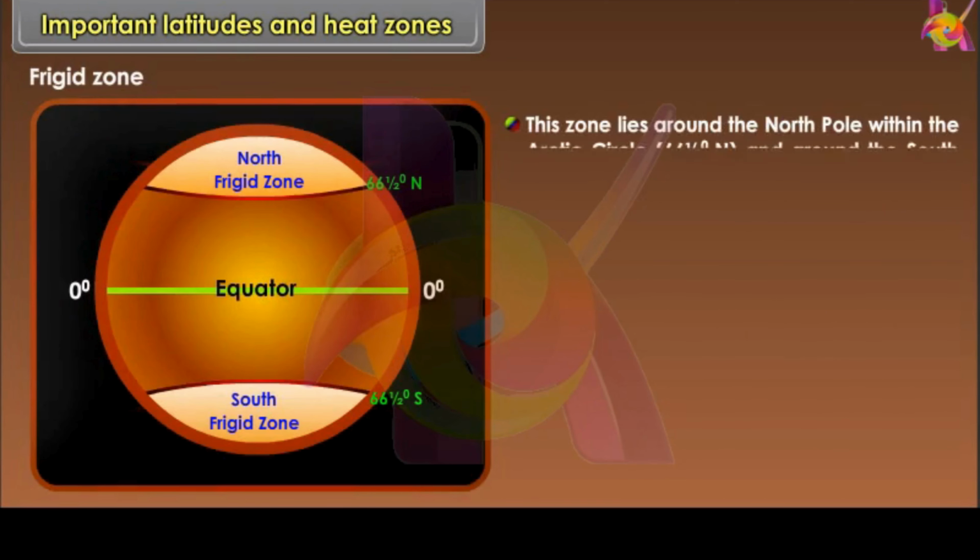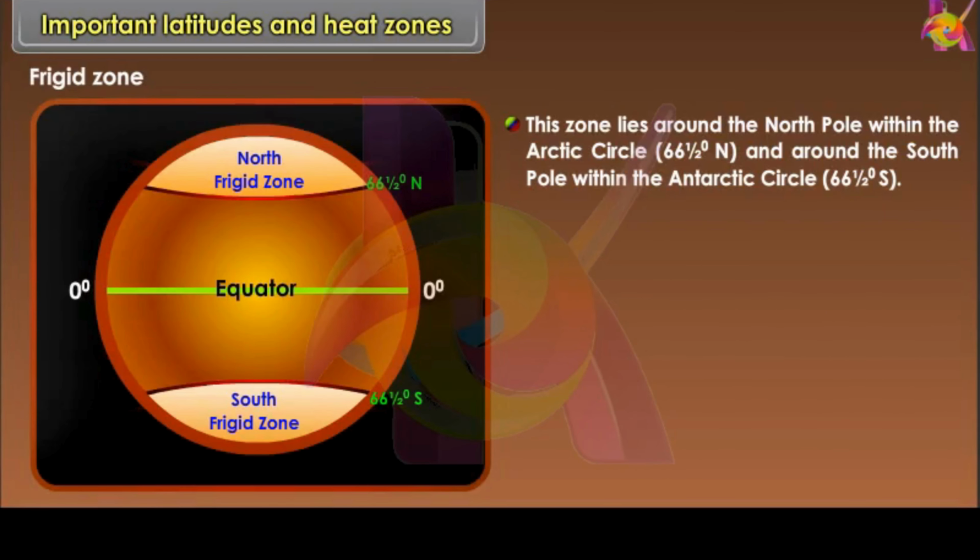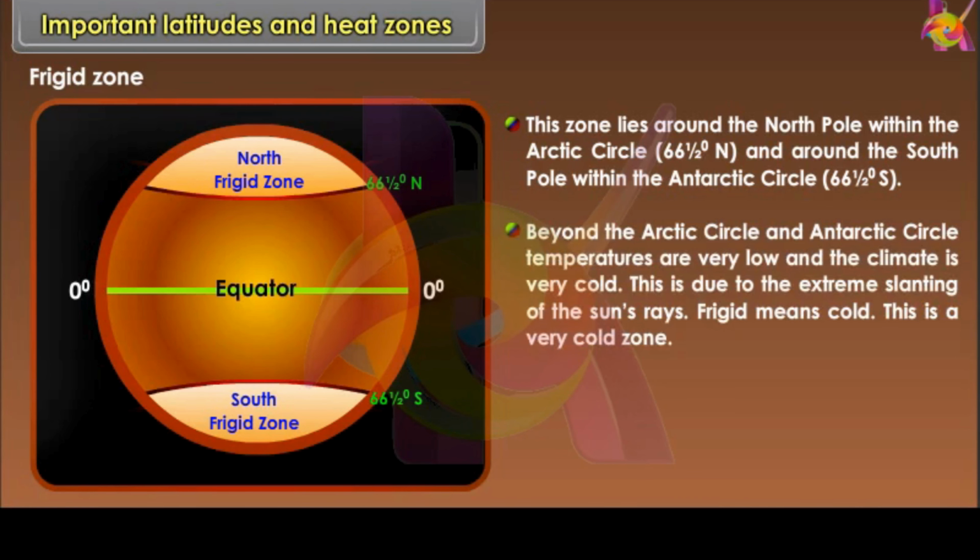This zone lies around the North Pole within the Arctic Circle, 66.5 degrees north, and around the South Pole within the Antarctic Circle, 66.5 degrees south. Beyond the Arctic Circle and Antarctic Circle, temperatures are very low and the climate is very cold. This is due to the extreme slanting of the sun's rays.